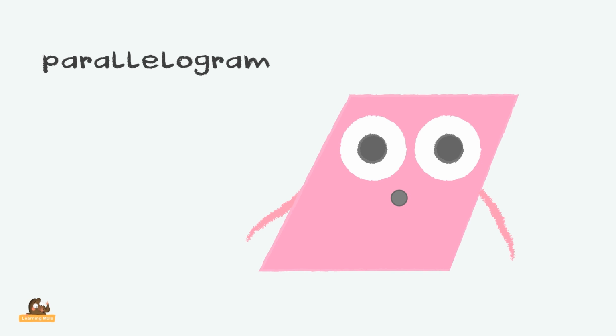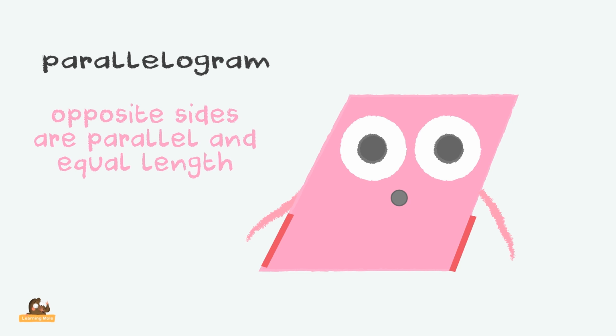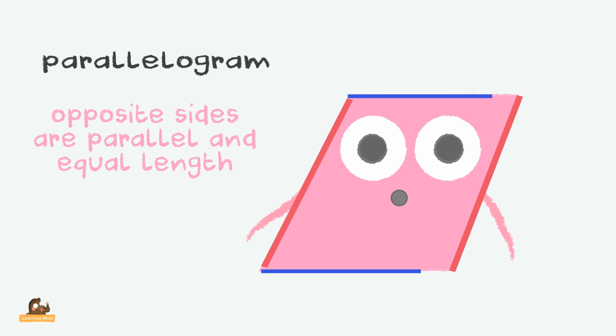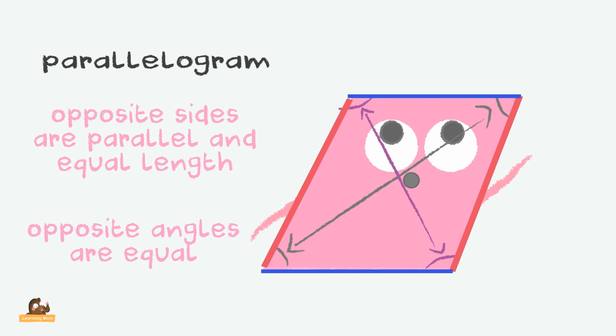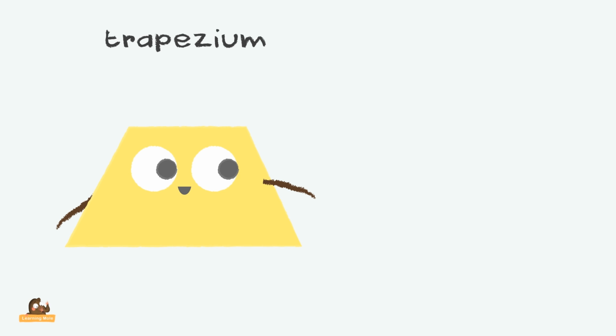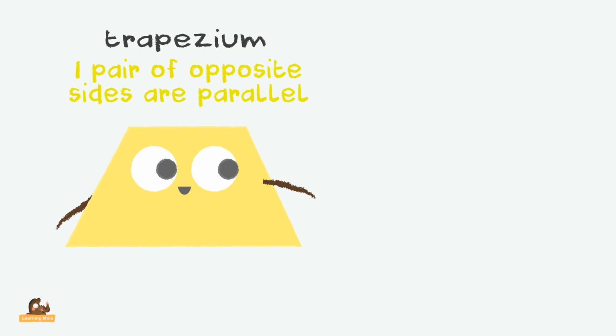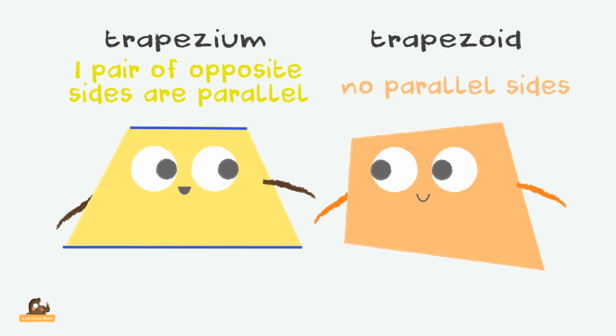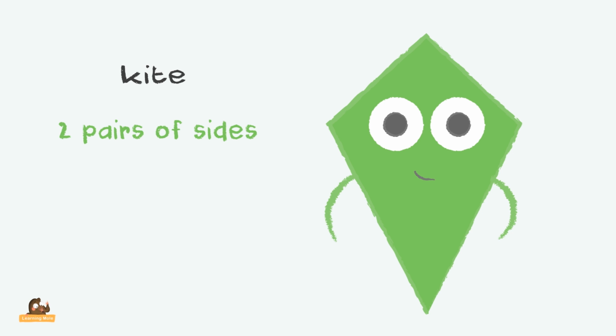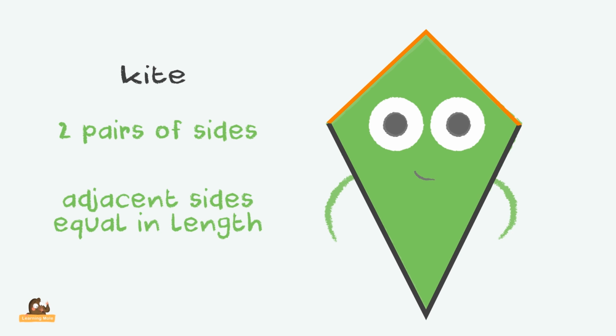Parallelogram. A parallelogram has opposite sides parallel and equal in length. Opposite angles are equal. Trapezium. A trapezium has a pair of opposite sides parallel, and a trapezoid is a quadrilateral with no parallel sides. Kite. It has 2 pairs of sides. Each pair is made up of adjacent sides that are equal in length.